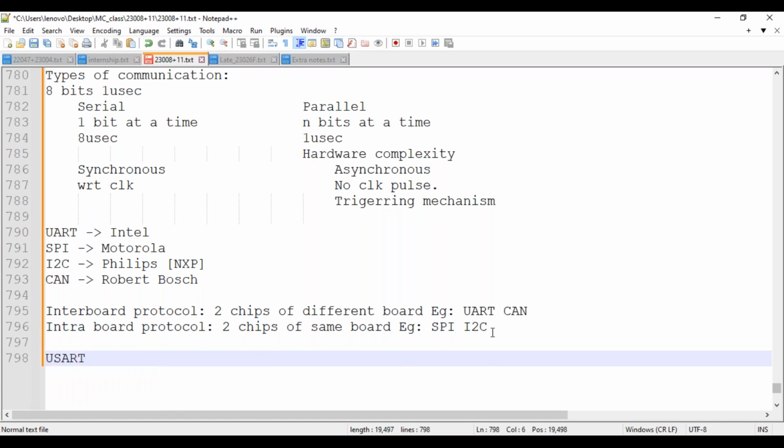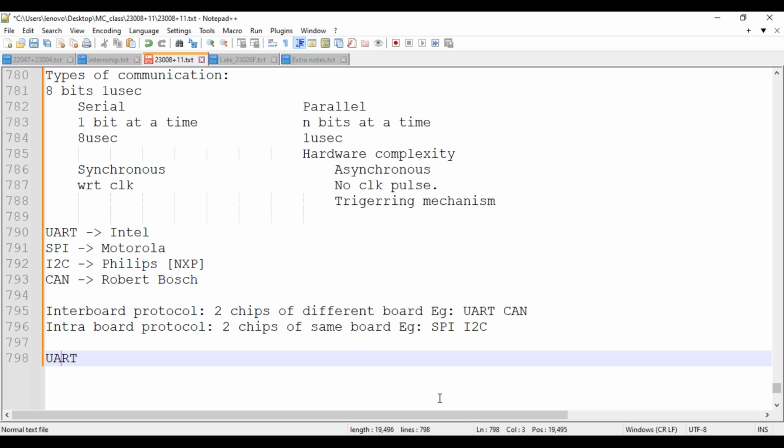People generally refer to this also, and USART stands for Universal Synchronous Asynchronous Receiver and Transmitter, where it will have both the modes. It will have a synchronous mode. It will also have an asynchronous mode. So depending on the requirement, you have to choose which mode you want to go for. Generally, the very commonly used one is UART, which is Universal Asynchronous Receiver and Transmitter.